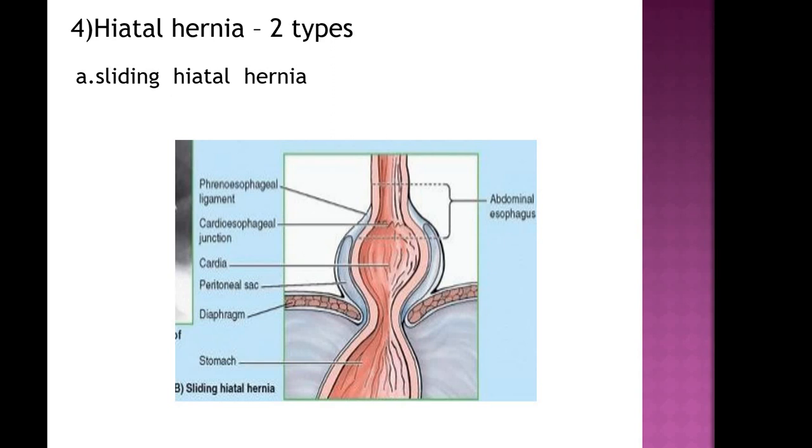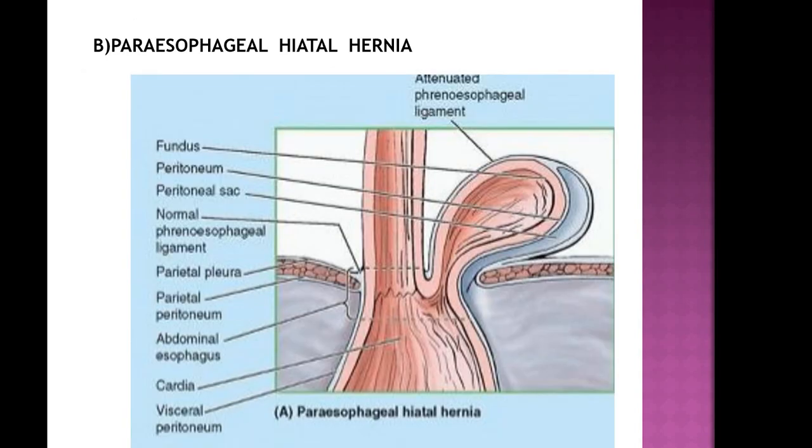Then hiatal hernia. Hiatal hernia is the protrusion of a part of the stomach into the mediastinum through the esophageal hiatus of the diaphragm. It is due to weakening of the muscular part of the diaphragm and widening of the esophageal opening in the diaphragm. There are two types of hiatal hernia: sliding hiatal hernia and paraesophageal hiatal hernia.